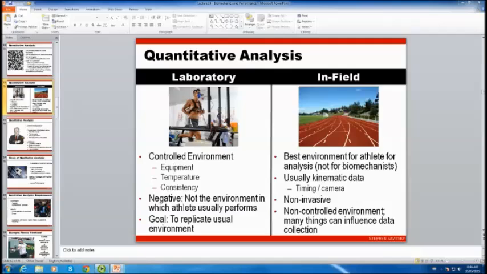So if we want control, we do it in the lab. If we want realistic, we do it in the field. We need to find that kind of natural balance. Or understand, whichever one we choose, we need to accommodate for the problems with each one.